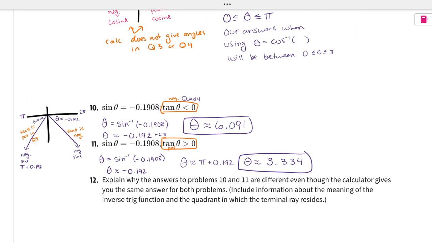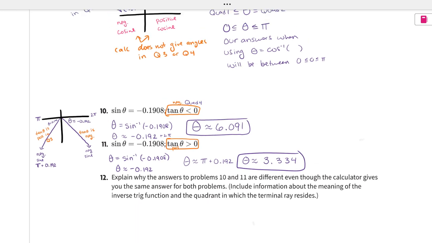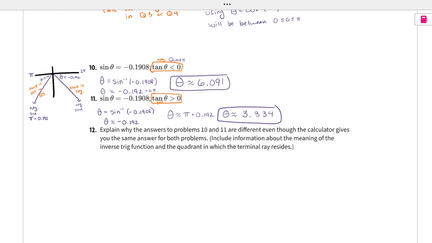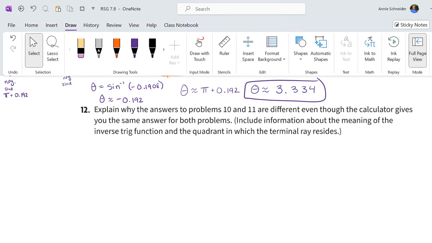Okay, so now let's talk about question 12. It says, explain the answers in problems 10 and 11. Explain why the answers are different, even though the calculator gives the same answer for both problems. Include information on the meaning of inverse trig function in the quadrant which the terminal ray resides in. So we're going to do something similar to what we did before, but this time we're working with sine.